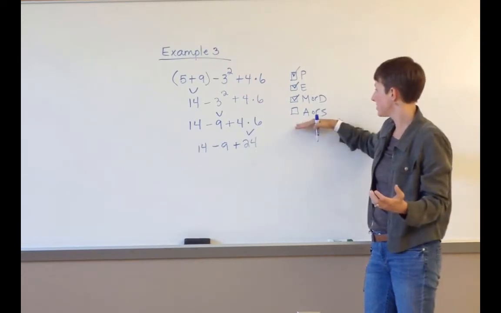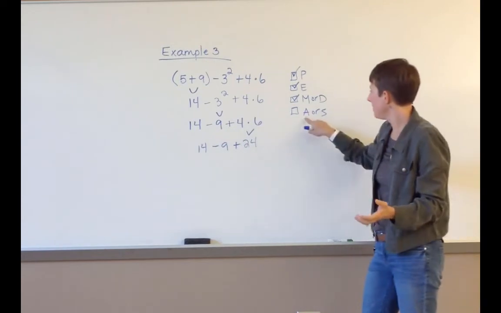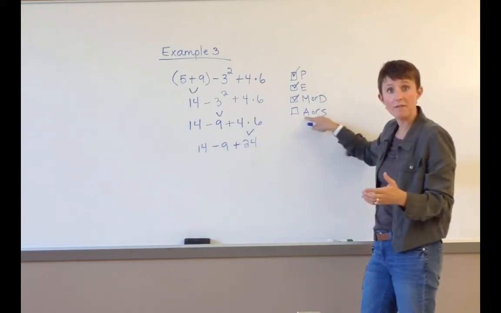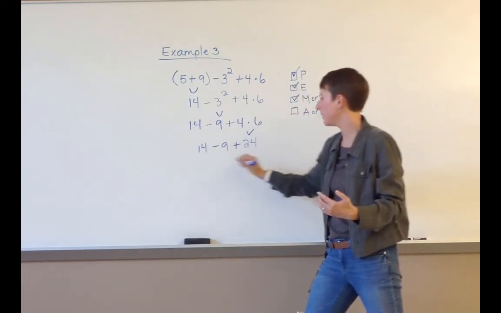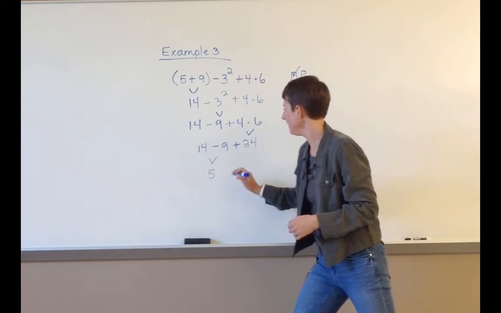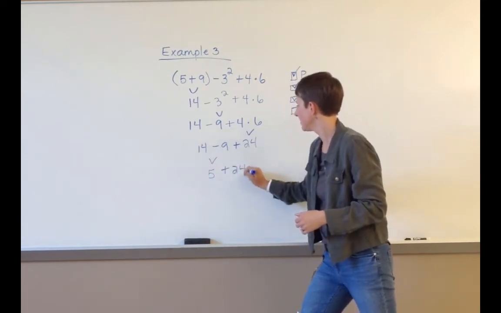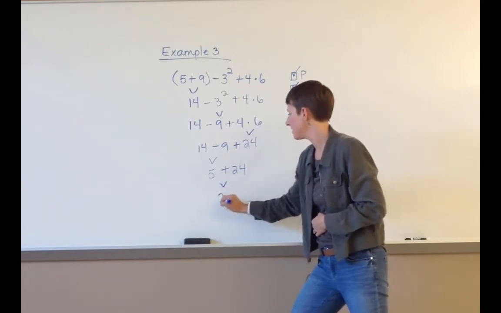Lastly, I need to look for addition or subtraction. I have both. Which one do I do first? Remember, addition and subtraction are on that same level, so we have to do whichever one comes first when we read the problem from left to right. 14 minus 9 would be 5. Filling in what I haven't done. I'm left with 5 plus 24. I can simplify that to be 29.